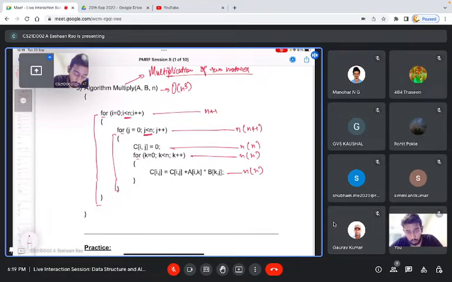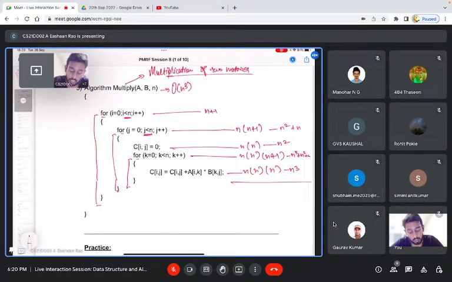Now there is another loop, the third loop, the kth loop. In this kth loop again it is going to run for n plus 1 times, and the statement inside runs n times. If you multiply it, basically it will be n cube plus n square plus n, something like that. If we calculate it, the function would be something like 2n cube plus 3n square plus 2n plus 1.